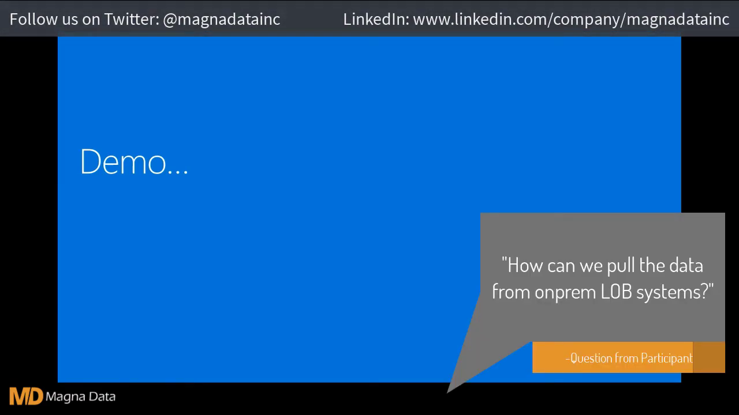There is another question. How can we pull data from on-prem log systems? Good question. So what you would do in a case like that is you would first put it in a data store, whatever, Azure or something like that. And then you would consume it from Databricks. Now, the other option is you could run Databricks on-prem, right? It's not recommended at all.